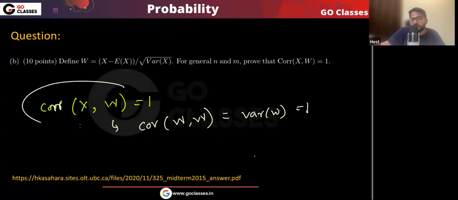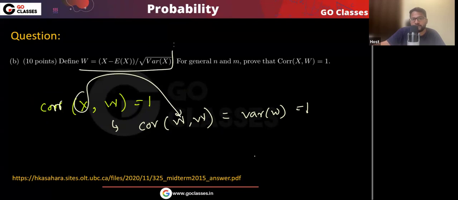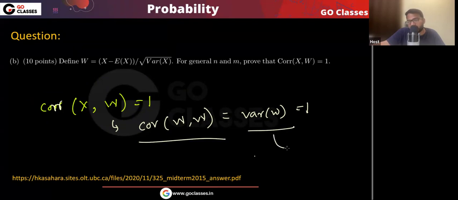Because the correlation between any two random variables is nothing but the covariance between their standard versions. A standard version of W is W itself. A standard version of X is actually W because that's how it is defined, right? And now this is nothing but the variance of W, and if this is a standard random variable, then the variance of that standard random variable is 1. That's really a very nice proof.